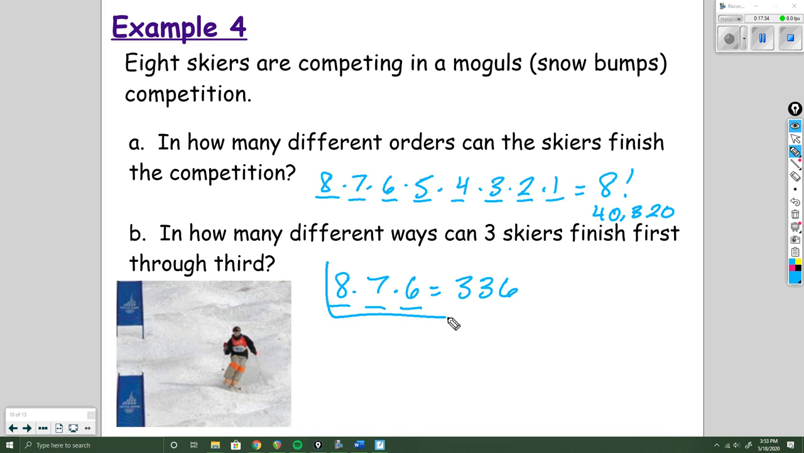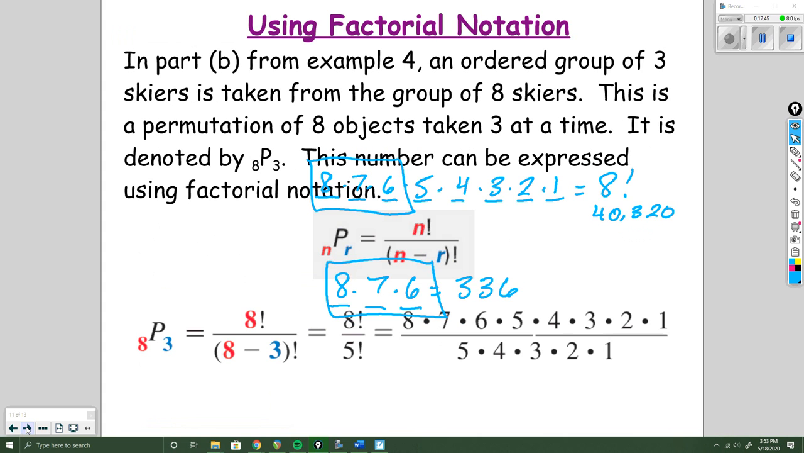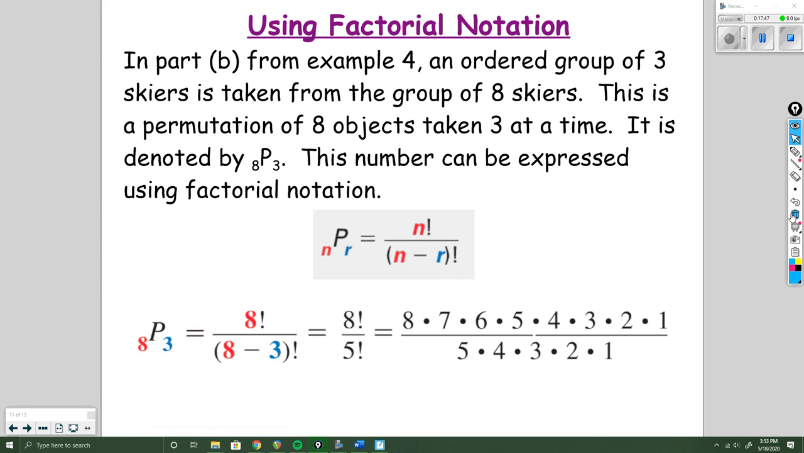Now this, if you notice, is just a little section of 8 factorial. We're going to go on to the next example and figure out why it's just that little section. From part B in example 4, an ordered group of 3 skiers is taken from the group of 8 skiers. This is a permutation of 8 objects taken 3 at a time. That's also denoted as 8P3. What I like to say is the amount of permutations of 8 objects if you choose 3.